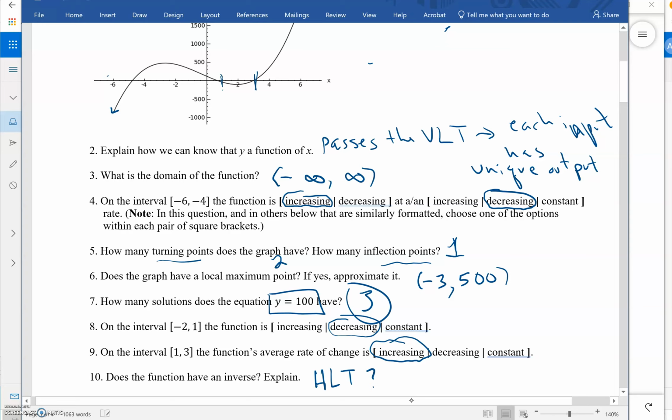If there is a horizontal line that intersects the function more than once, then we don't have an inverse unless we change the domain. Actually, we kind of proved this already, that it doesn't have an inverse right here with this y = 100, because here I could draw this horizontal line, and I have multiple points of intersection, and so it does not pass. Doesn't pass. So no inverse.